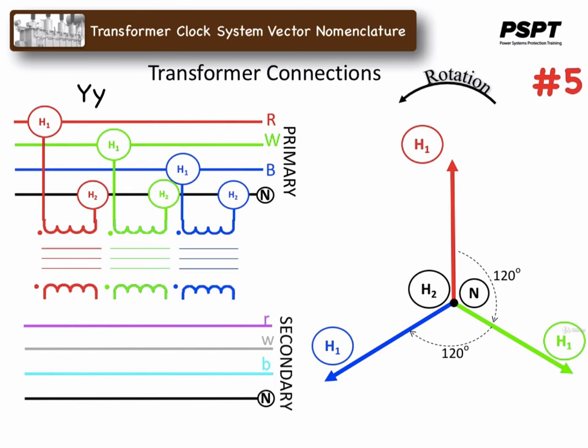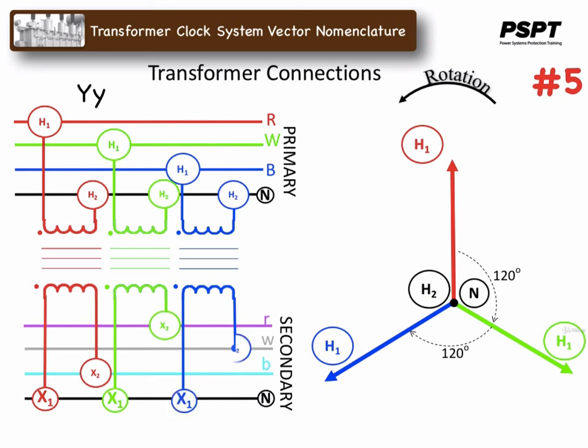For the fifth connection of the YY configuration, the X1 terminals again would be connected together to form a secondary neutral. The red winding X2 terminal is connected to the secondary blue phase bus, the white winding X2 terminal is connected to the secondary red phase bus, and the blue winding X2 terminal is connected to the secondary white phase bus. The secondary phasors would look like this, showing that in the secondary, voltages are 60 degrees leading their respective primary voltages.